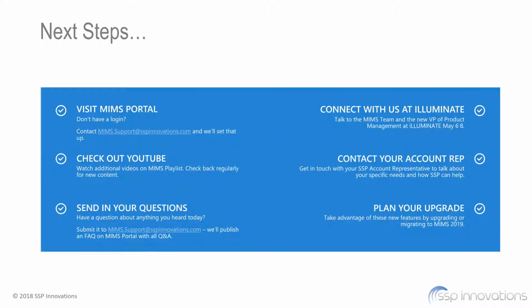So what were these next steps? The first one is just really arm yourself with the information that you need to see if you can take advantage of this upgrade. So first of all, visit MIMS portal. Does it have enough information on here now for that last piece just to get you moving towards migration? It was just what you needed. Go onto MIMS portal, and if you don't have a login, MIMS support can set that up. And as Carrie mentioned, that is mims.support@sspinnovations.com. Take a look at this playlist that we have on SSP's YouTube channel.